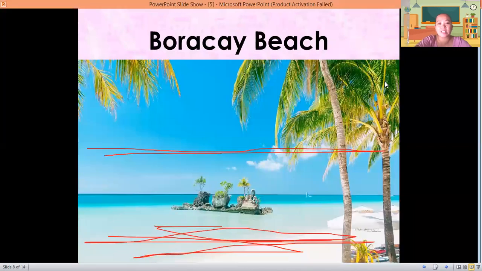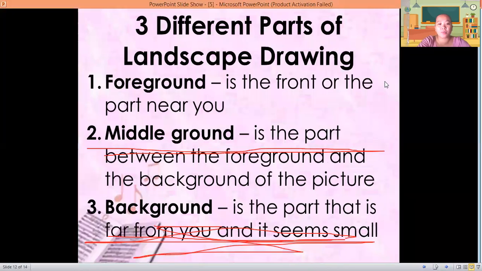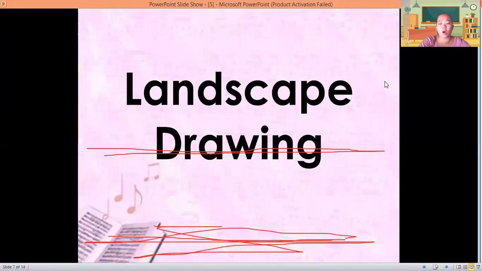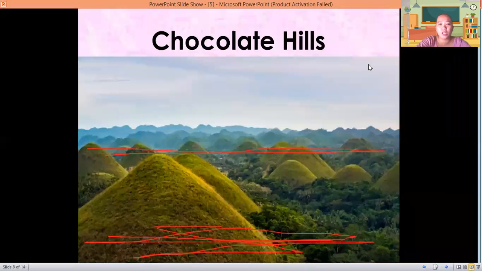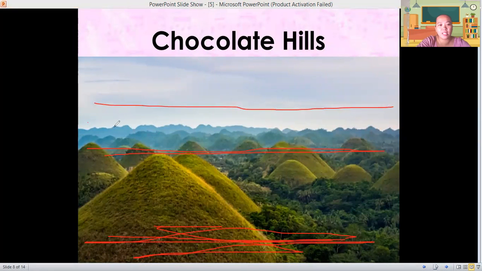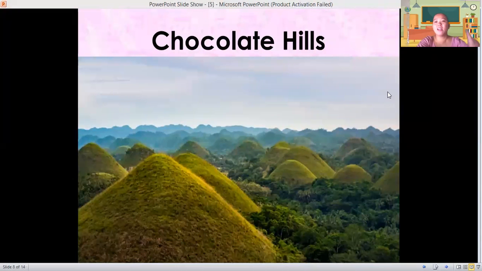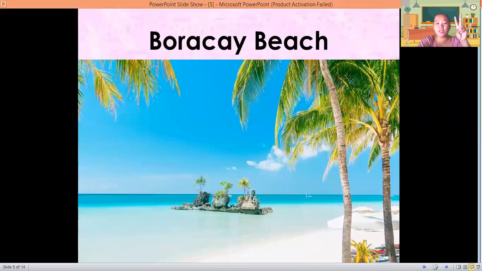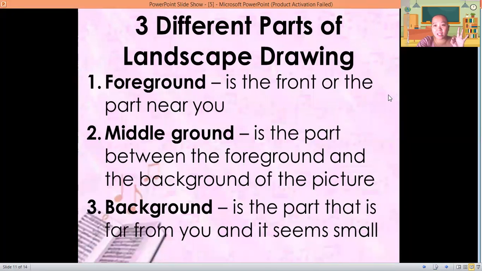And the last one is the background. A background is the part that is far from you and it seems small. So this one is the background, the one at the back. And it seems small. Okay po. So, again, foreground, middle ground, background. There are three parts of a landscape drawing. Again, foreground, middle ground, and background.